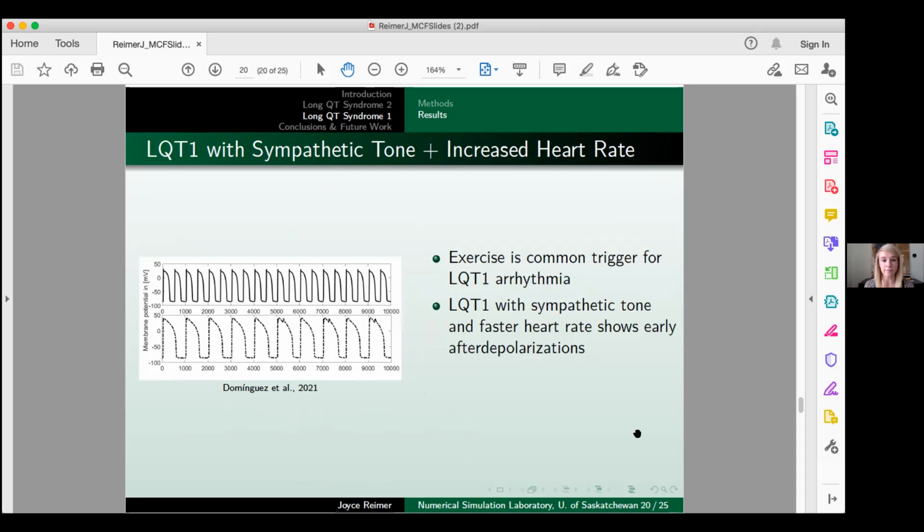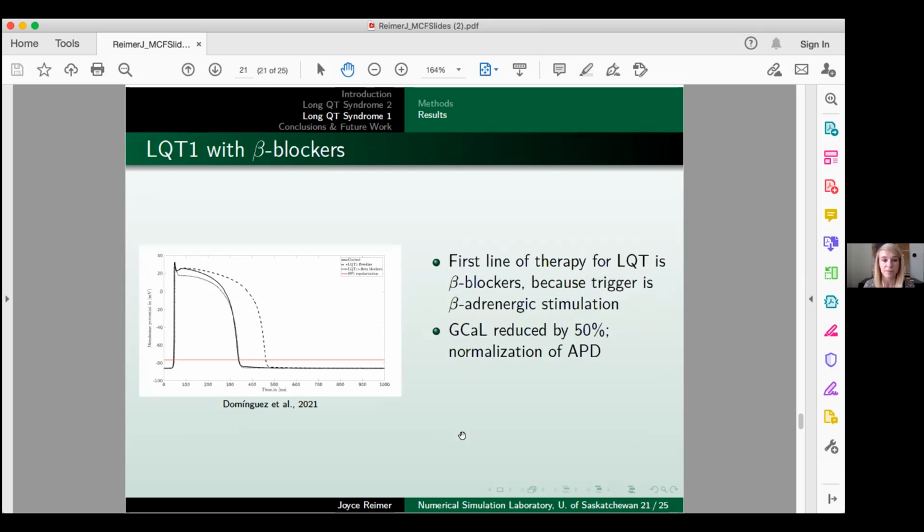Once we did that, we wanted to simulate a trigger again. So we simulated sympathetic tone by adjusting the calcium parameters again in the Ten Tusscher model. And then we also wanted to simulate it along with exercise. To do that, we increased the pacing to an active heart rate. You can see the bottom traces here is the disease phenotype. Every other action potential is skipped, and there are some early afterdepolarizations that you can see right there compared to the control.